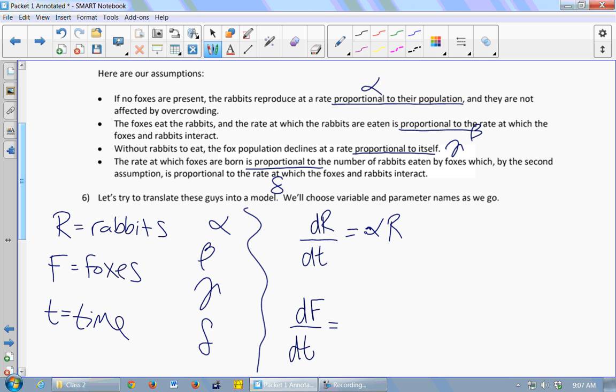So dR/dt grows proportional to its size, right? But then there's also this thing where rabbits get eaten, so that would decrease the rate of growth of the population. So I'm going to subtract from that the rate at which the rabbits are eaten. I'm going to use R times F to measure how often they interact, and gamma was the constant of proportionality. It was beta, you're right, sorry.